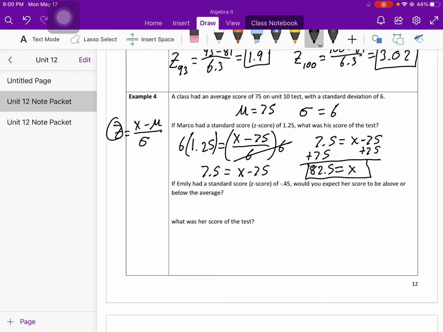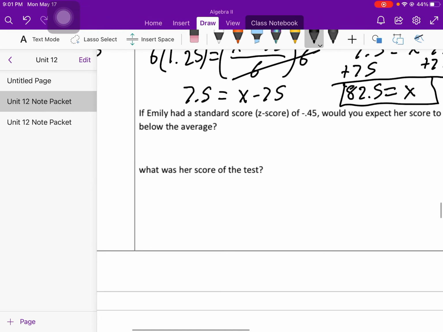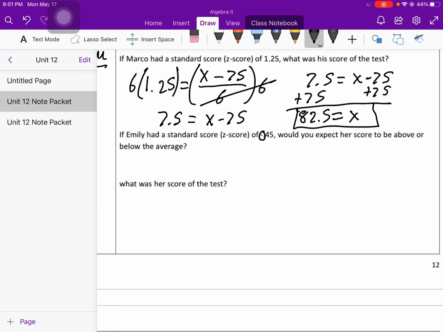So this is the other cool part. You can figure out specific numbers given a standard or a z-score and knowing the average and the standard deviation. So another problem just like this: Emily had a standard z-score of negative 0.45. Would you expect her score to be above or below the average? With this one, the important piece to note is the negative, not the fact that it's a decimal, but it's negative. So that means it's to the left, so it's less than the average.